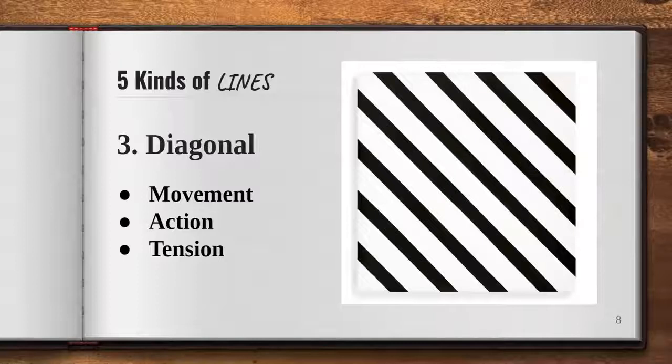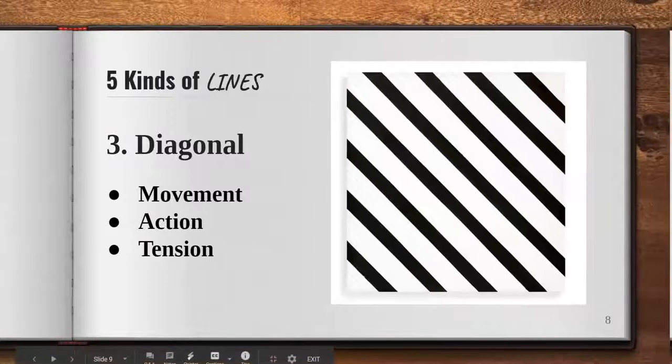If something is falling in your house, maybe you've knocked something over with a ball in the living room and it starts to fall, there's a little bit of tension as to if it might break or not. Diagonal lines give you that sense of movement and action.